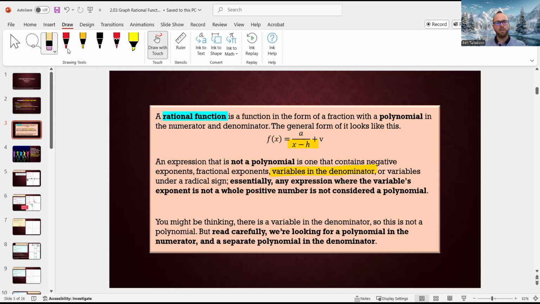But read it carefully. What it's really saying is the denominator itself, well, let's start with the numerator. The numerator itself can't have any of those things. So we're viewing them separately, and that's true. The numerator for the problems we'll see today will not fit any of these requirements that make it not a polynomial, and then you view the denominator as its own separate entity. This also is a polynomial.